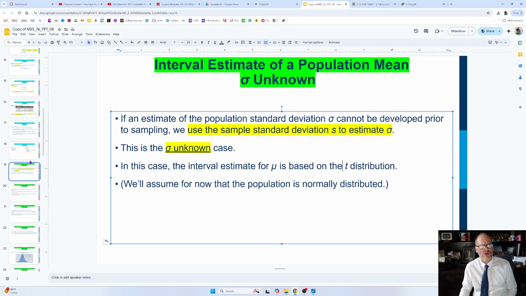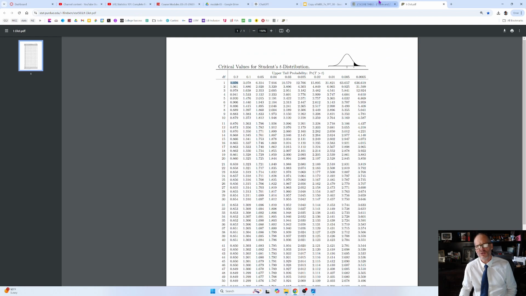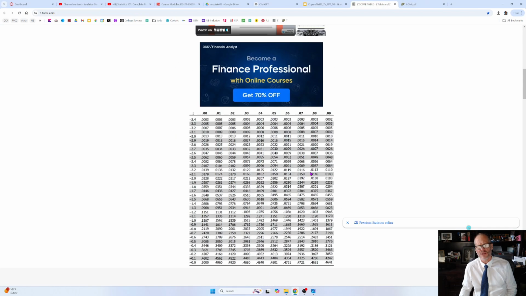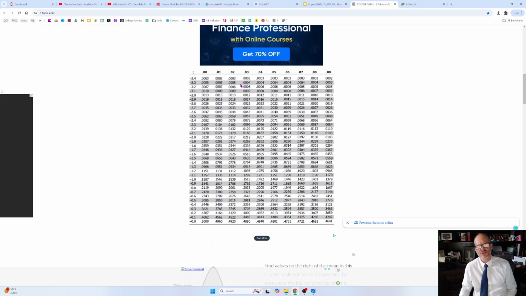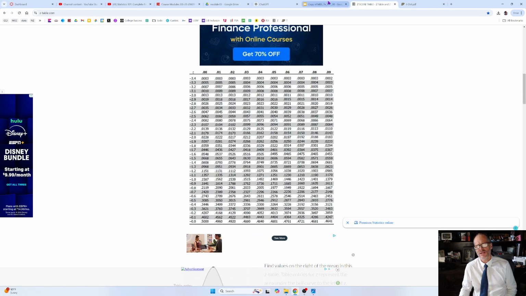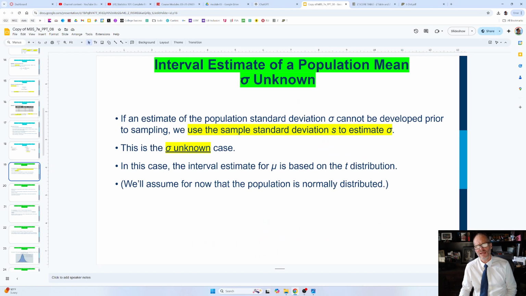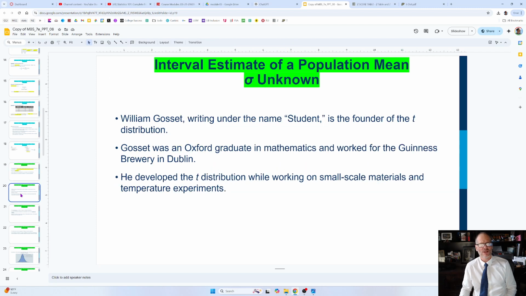All right. So in this case, the interval estimate for the population mean is based on the t distribution. And the t distribution is pretty much like the z distribution. There are some differences we're going to learn about, but the way we go about it is exactly the same. There's a probability, there's some sort of score, and just like we did stuff with z, we're going to do stuff with t. And we use t when the population standard deviation is not known, when it's unknown.